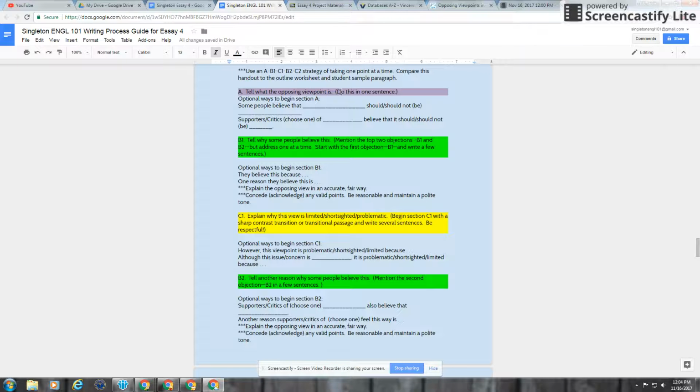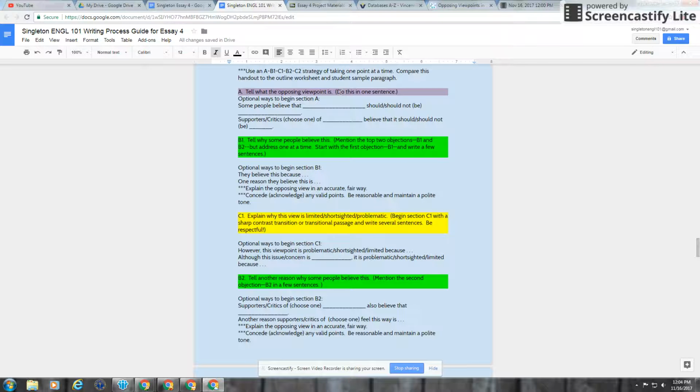In the second sentence, you're going to tell why people believe that. You're going to tell the top 2 objections, the 2 reasons people believe that. You'll start with the first objection, which is B1. So you're going to say, they believe this because of one reason. You're going to try to explain it in an accurate, fair way.